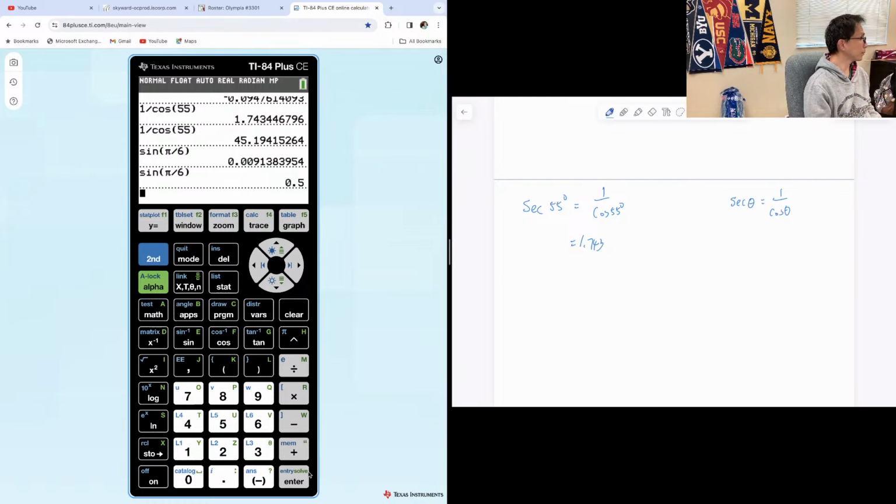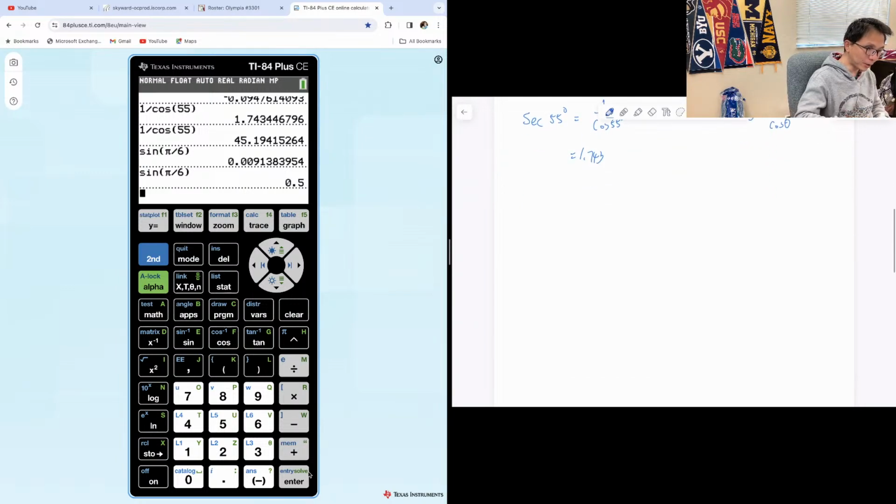Next question. Some people made a mistake on the first one, so I might just go over the first one. The first one is 9 and 12 and theta. And they ask, what is sine of theta?